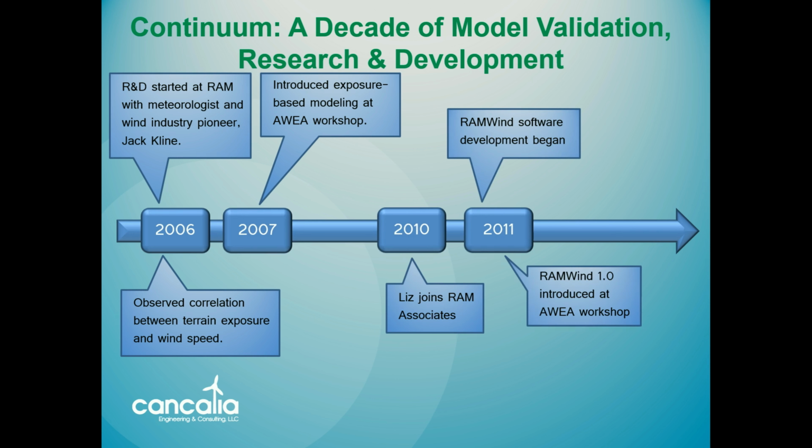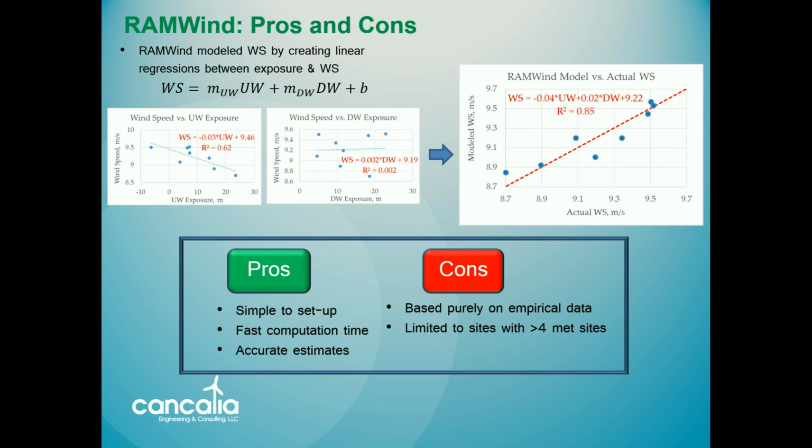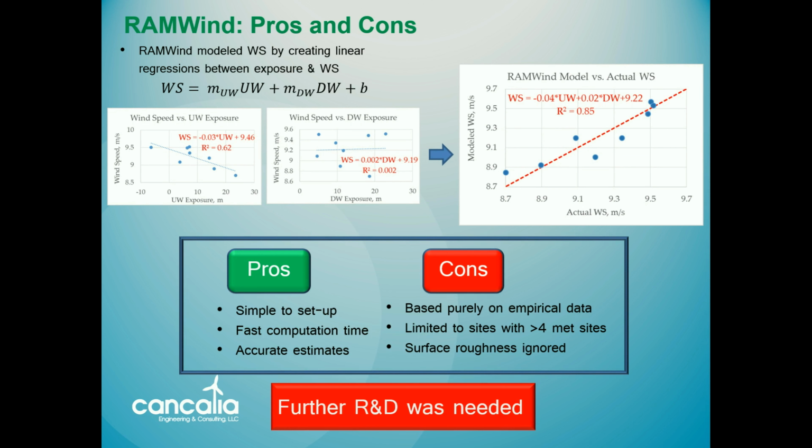At the end of 2011, we introduced RAM-Wind 1.0, which modeled wind speed by forming linear regressions between exposure and wind speed. RAM-Wind was simple to set up and quickly generated accurate estimates, but it was based purely on empirical data, was limited to sites with at least 4 METs, plus the surface roughness was not used. It was clear that more research was needed.